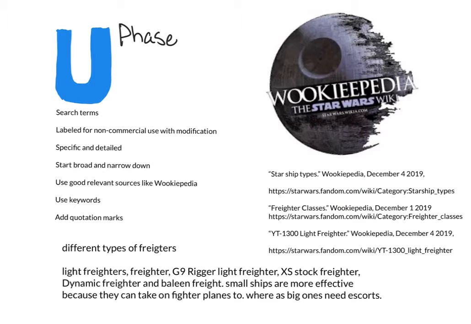I looked at the YT-1300 Light Fighter, also known as the Millennium Falcon. I looked at the different kind of fighter classes that I used in my notes, and I just looked at starship types in total on Star Wars Wikipedia. And then I cited all of them in the top left, and I included the title of the website, who made the website, like Wikipedia or whatever, and what day I accessed it, and then the URL below.